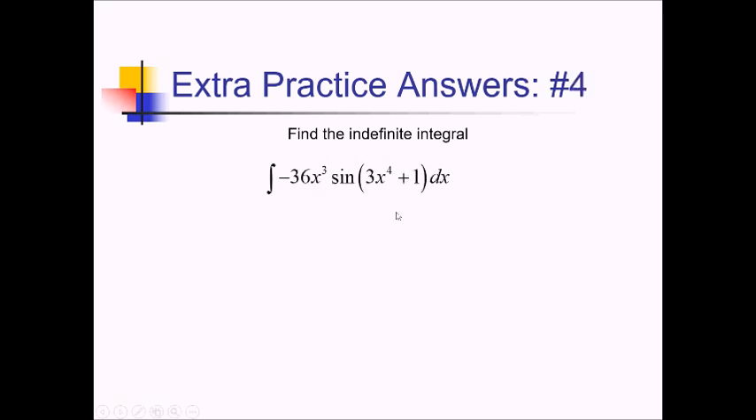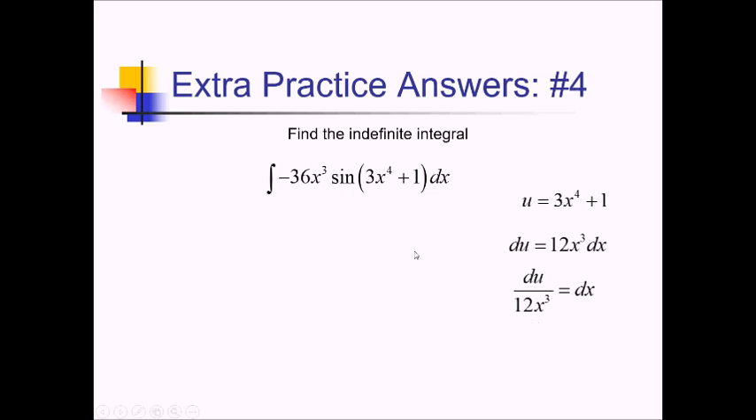For this one, I notice that I have this inner function, 3x to the 4th plus 1, whose derivative, which is going to involve an x cubed, is elsewhere in the problem being multiplied. So let me start by setting all this stuff equal to u and trying some u substitution. So then the derivative of that stuff, we're going to have du equals 12x cubed dx. And then we can divide by 12x cubed to get dx by itself.